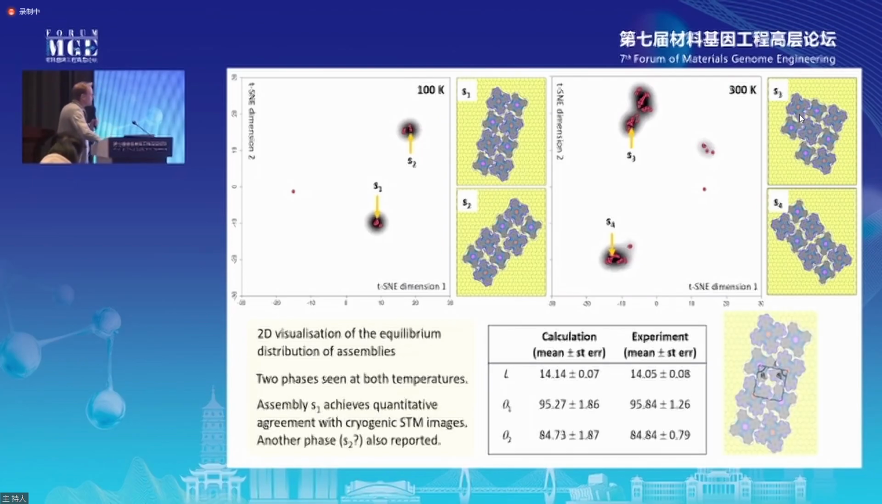But look at this. Maybe at the back you can't see it so well, but the agreement between the S1 phase and the experimental STM images is pretty good. We can reproduce the distance between the molecules and the internal angles quite nicely. The experimentalists also claim that they can see another phase, S2. They didn't characterize it in detail, but it sounds similar to the one we've got here. So this seems like a reasonably good prediction method.